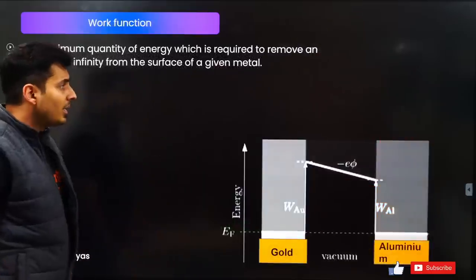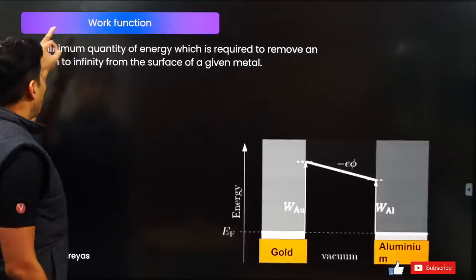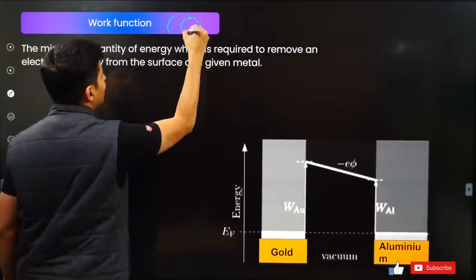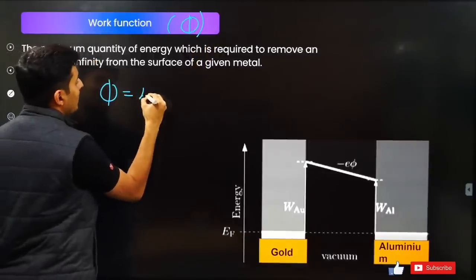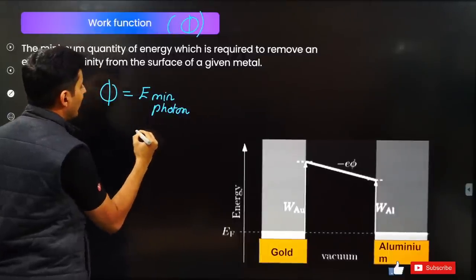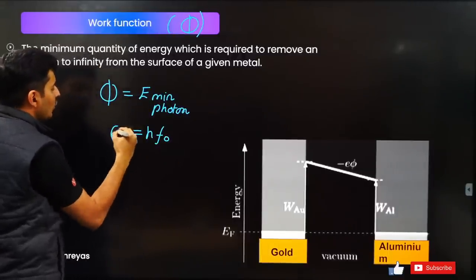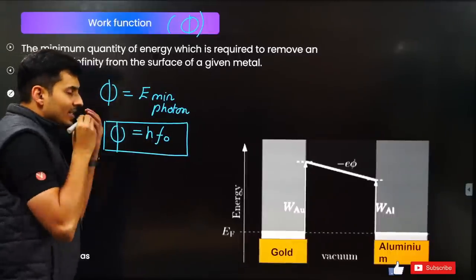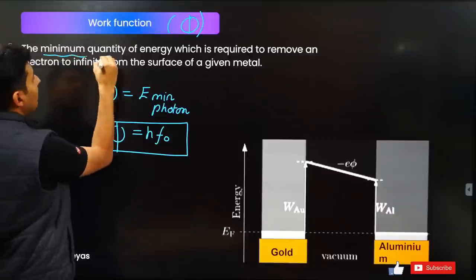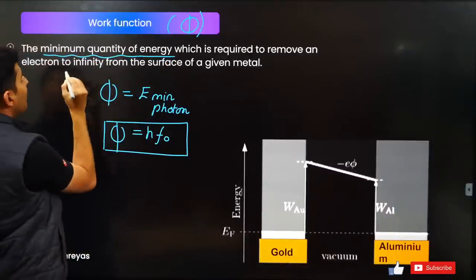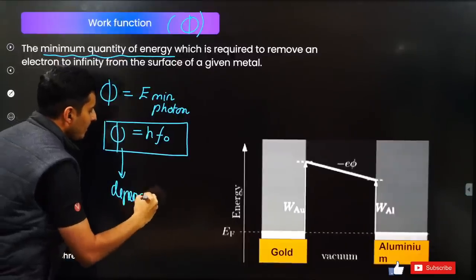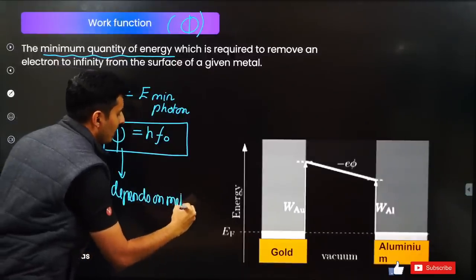So that energy is called the work function. And the symbol for that work function is phi. So phi is that minimum energy of that particular photon required to pluck it out. So phi is basically hF naught. That's the minimum energy required to pluck it out. That's the minimum quantity of energy. And it is obviously dependent on the metal.